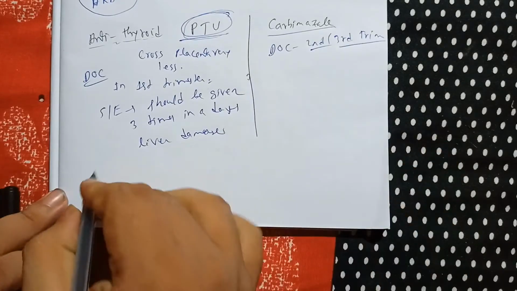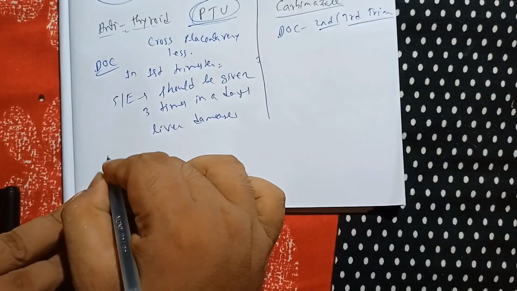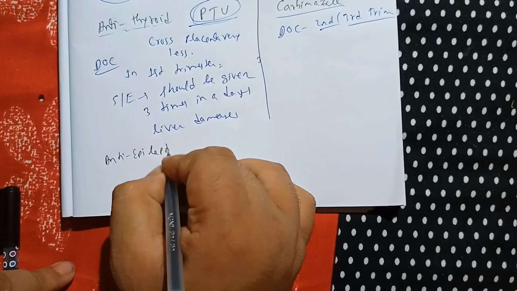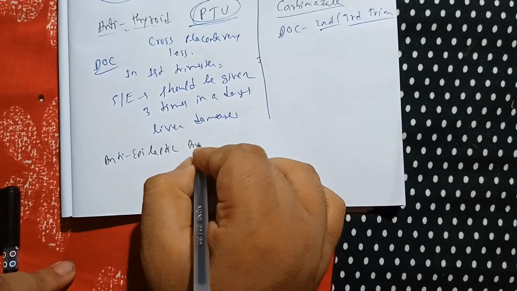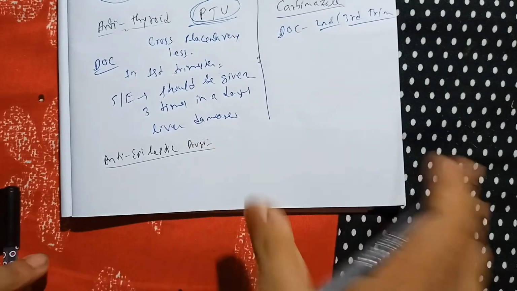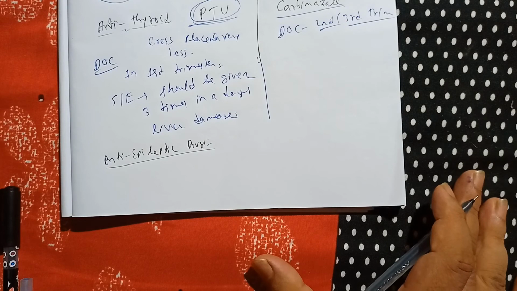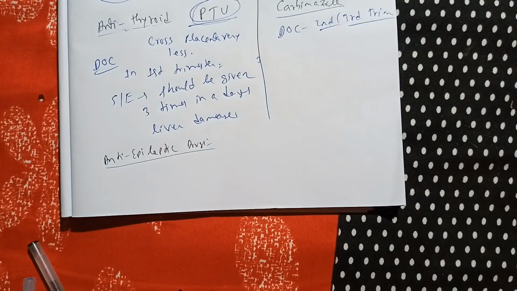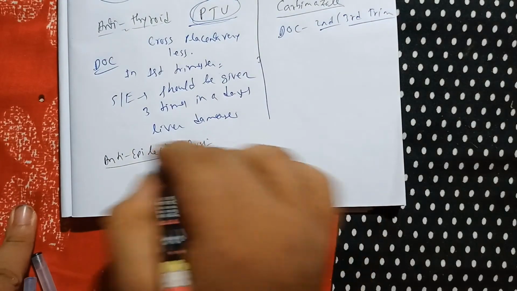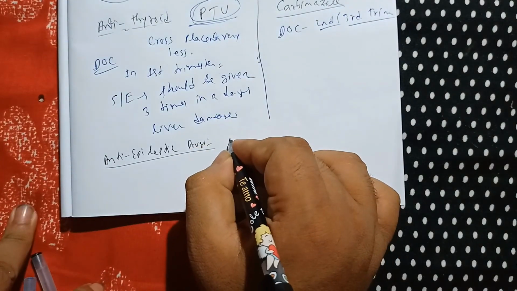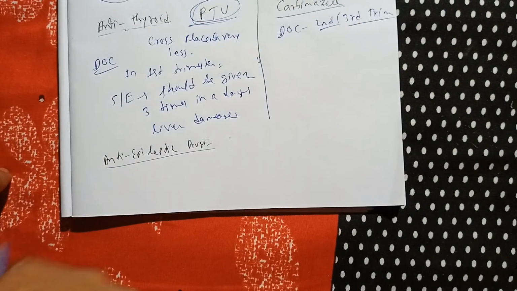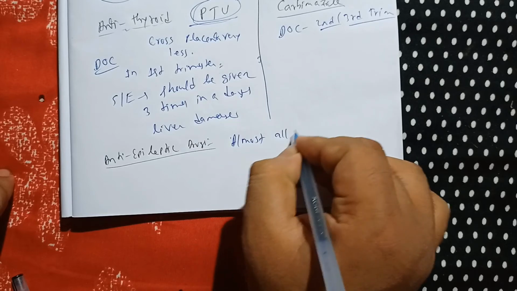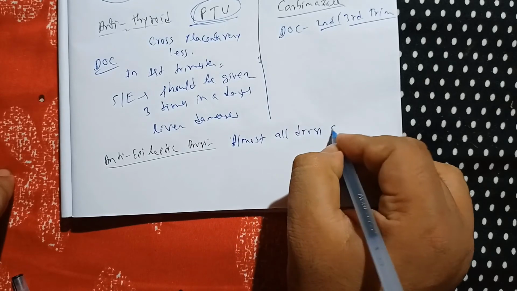Now we'll talk about the anti-epileptic drugs. It's also important. Anti-epileptic or anti-seizure drugs. Actually, the problem here is that almost all anti-epileptic drugs are teratogenic. That means they have bad effects or side effects, or are contraindicated in pregnancy. So we can say almost all drugs are teratogenic here.